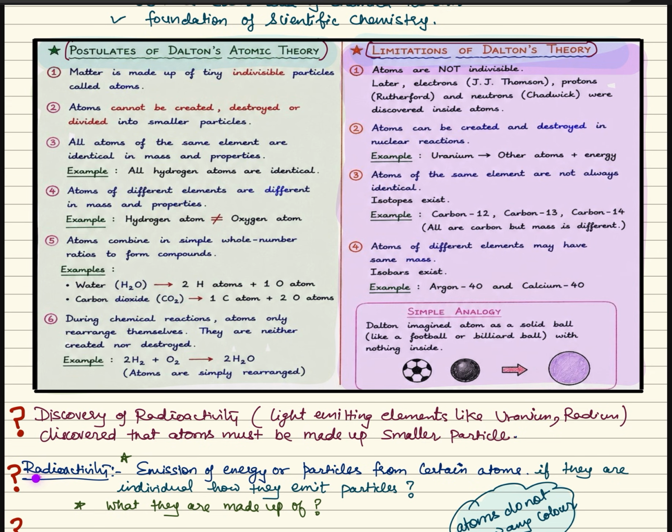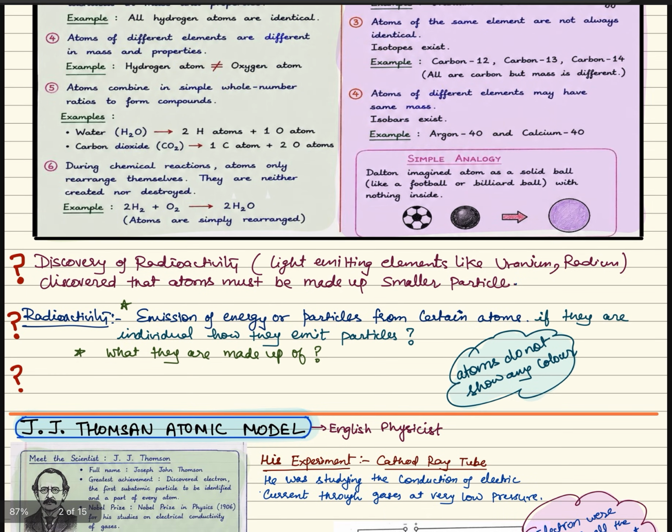Okay, and this is the definition. What is radioactivity? Radioactivity is the emission of energy or particles from certain atoms. Okay, if atoms are indivisible, how do they emit particles? Understood? So these questions came to their minds, and this led them to think about what the atom is made up of. Okay, so atoms don't show any color.